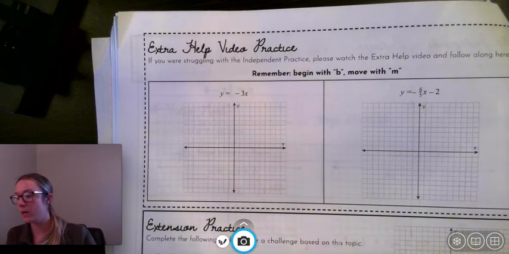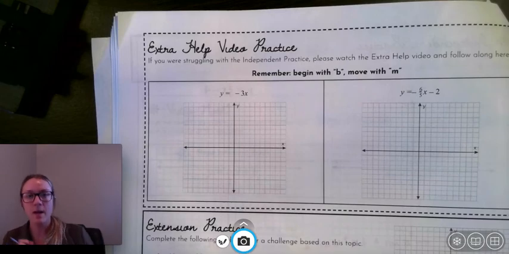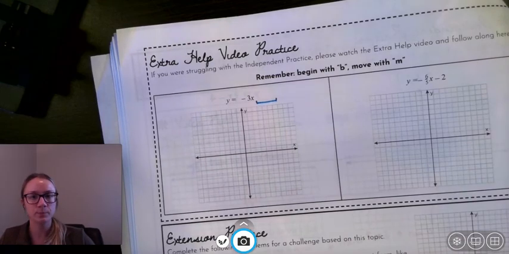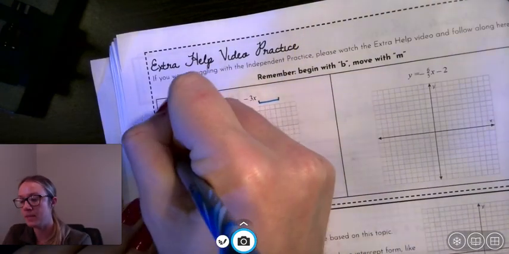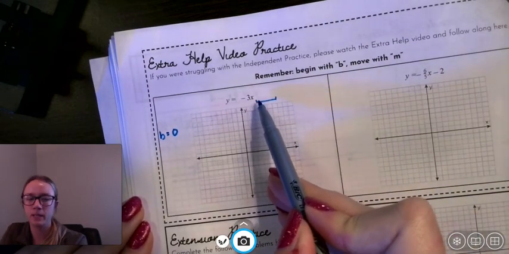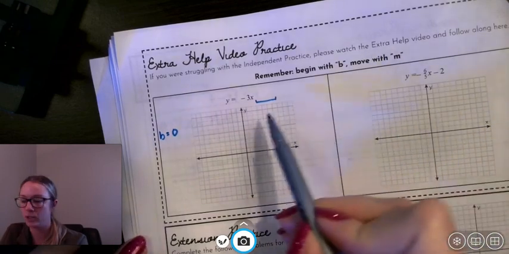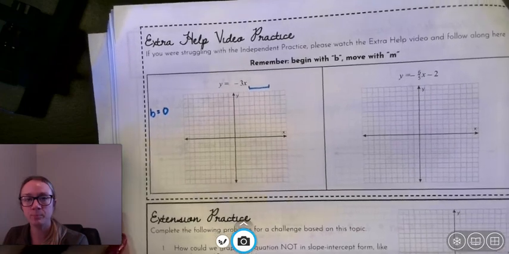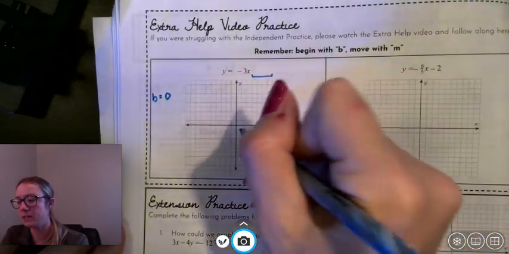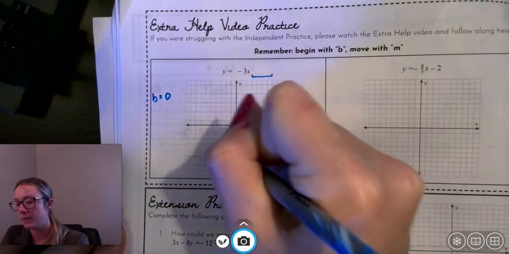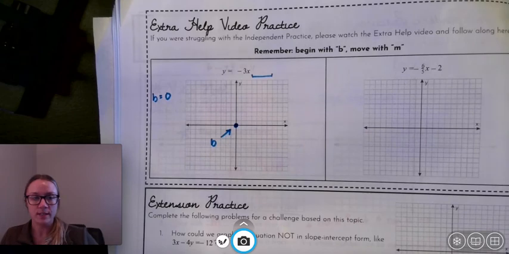So we want to remember we always want to begin with b and move with m, so I want to identify those first. But if there is nothing over here, I don't have a b value, which actually means my b value is 0. So this technically is like plus 0, because if we add 0, it doesn't change the equation. So if there's nothing there, our b value is 0, which means I want to begin on my y-axis at 0, which is just the origin. So this is the b value. And so I'm going to remind myself this is b, which is at 0.